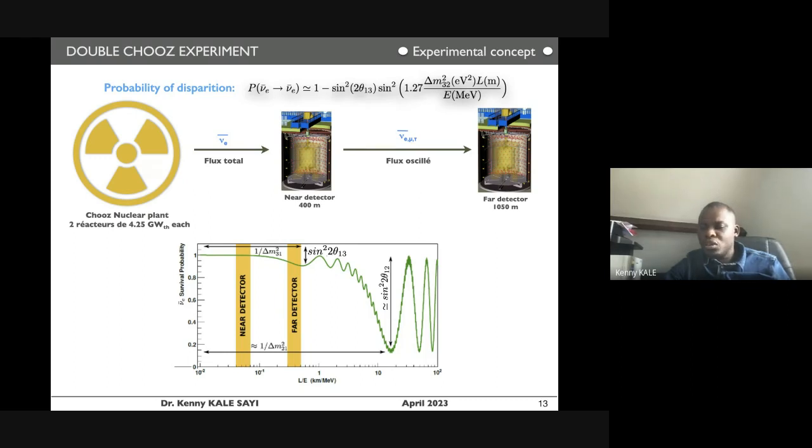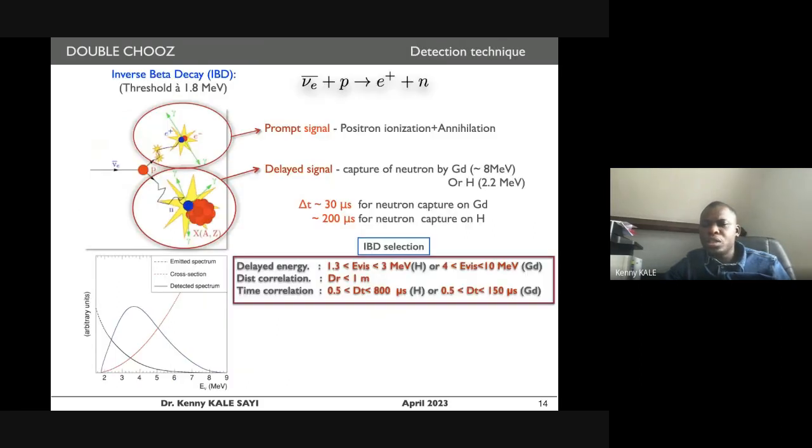And if you measure this difference, you can measure some other parameters of the matrix I showed you before. And this is the goal of our experiments. Okay. So now, how do you detect neutrinos in our case?